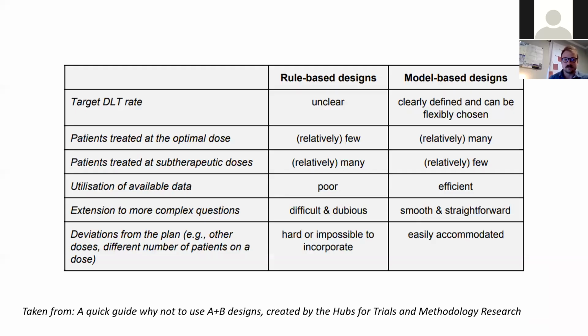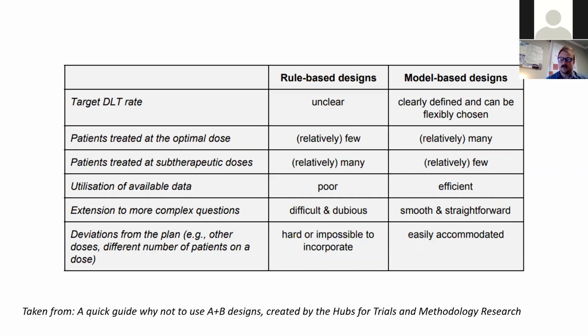And here are some of the advantages. So when we're talking about targeting a specific DLT rate, like I said, with rule-based designs, it's pretty unclear because that's a wide window. With model-based designs, we can clearly define it and it's flexibly chosen.